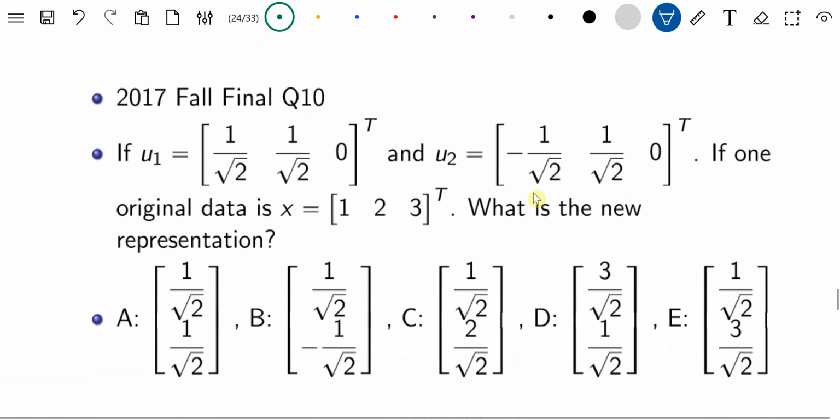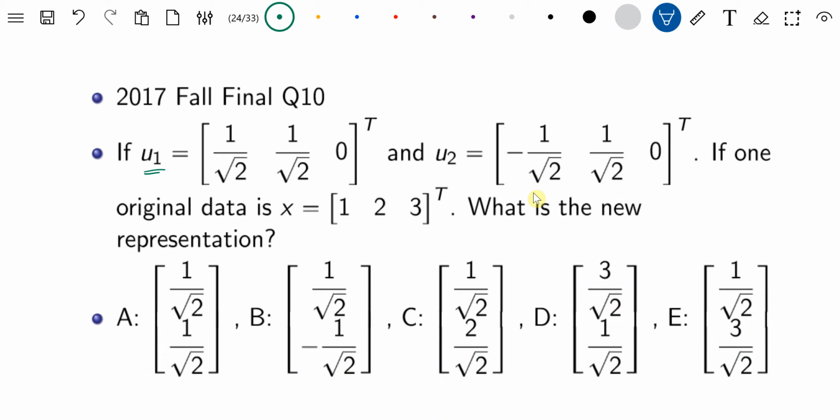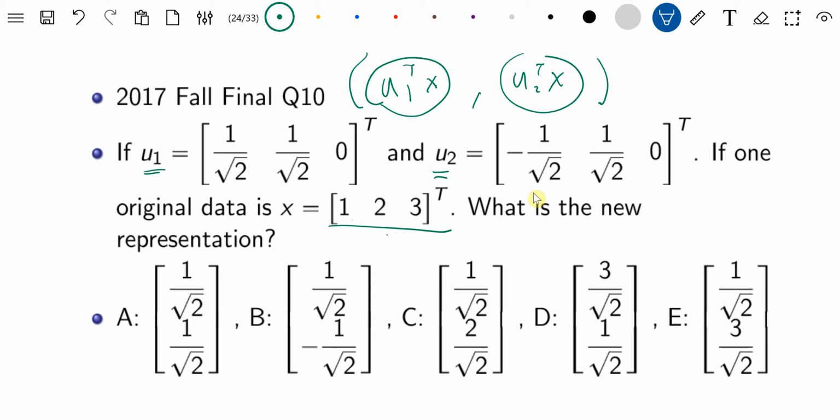So one example I had is this. So suppose you have two principal components, and the original space is three-dimensional. So the new space will be two-dimensional, because there are two principal components. So what we're going to do is very simple. Just do u1 transpose x and u2 transpose x. So this number is going to be the first number, and this is second, so a new vector will be like this.